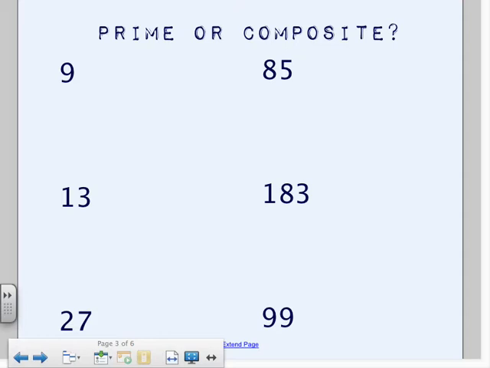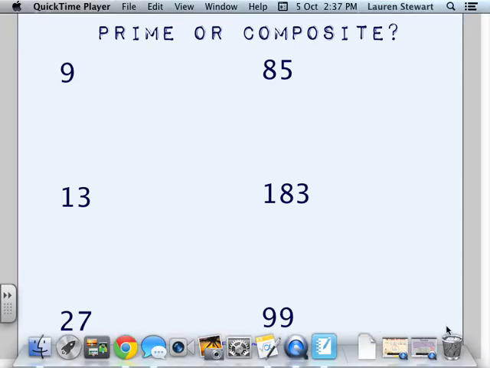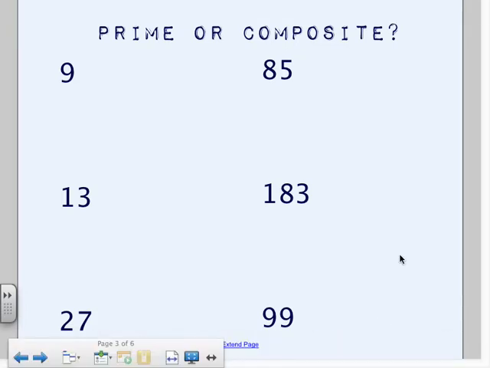All right, so what I want you to do is pause. You're going to write down all these numbers, and next to it, write down whether you think they're prime or composite. So remember, you're trying to figure out, are there other numbers other than 1 in itself that can divide into them? So go ahead and hit pause and then hit play to check your answers.